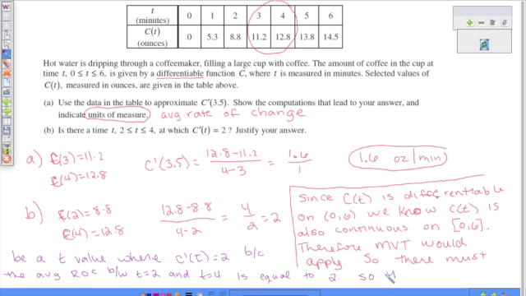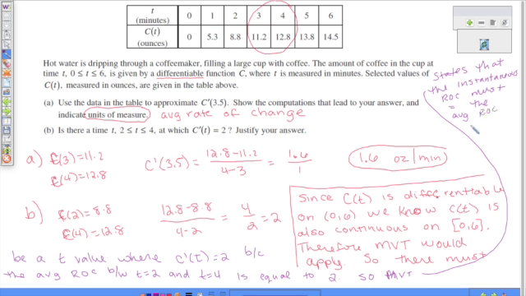I mean, I'm just writing a lot here. You wouldn't have to write this. So MVT states that the instantaneous rate of change must equal the average rate of change on the given interval. Okay, so that was a long sentence. If I look at my answer key, I wrote this much more short and sweet, but whatever. I got my point across and I got full credit.